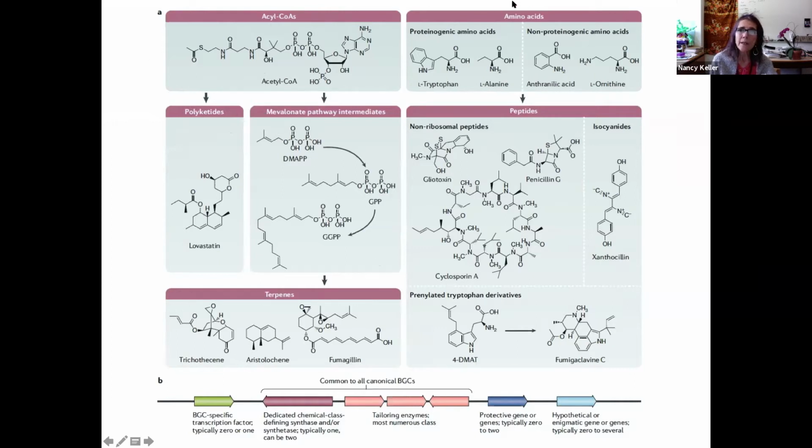And then amino acids, which of course fungi are going to use just as we do for our canonical proteins. They also will take these amino acids and make short peptides. They are known mostly as non-ribosomal peptides, although in our lab, in a collaboration with Frank Schroeder's lab at Cornell, we characterized a new chemical class in fungi called isocyanides.